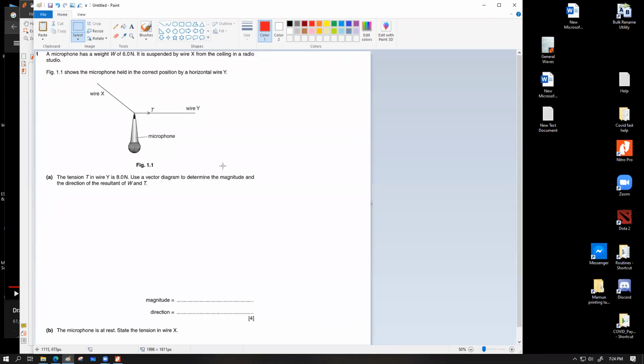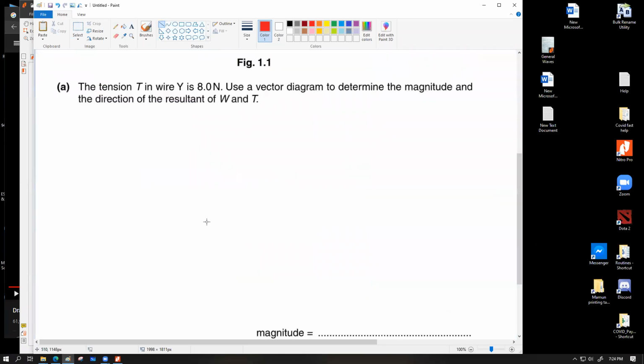Okay, so the microphone has a weight of 6 Newton. Weight should always work vertically downwards, and the tension of the wire is horizontal, which is 8 Newton. So what we can do, we can draw a vertical arrow of 6 centimeter, and we can draw a horizontal arrow of 8 centimeter. But there should be 90 degrees between these. So how should you try to achieve this drawing? I'm going to zoom in a little bit.